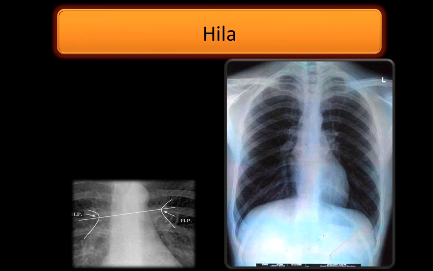Okay, the left hilum is usually higher in location than the right hilum. You see, this is quite normal because if you remember the development, actually the left principal bronchus is the direct continuation of the trachea.